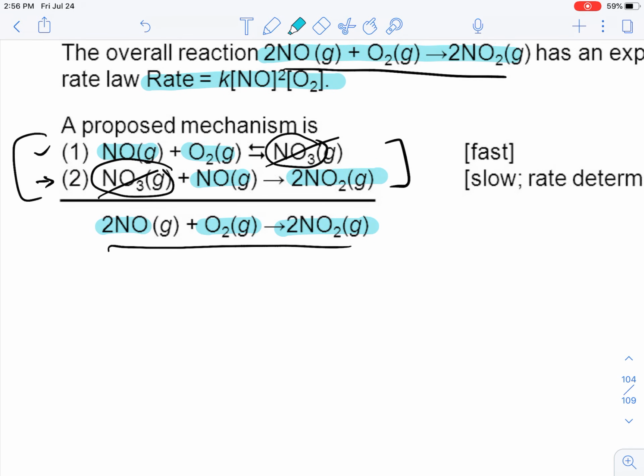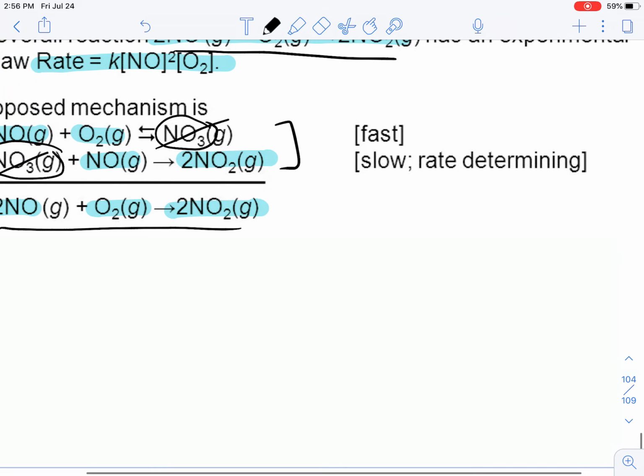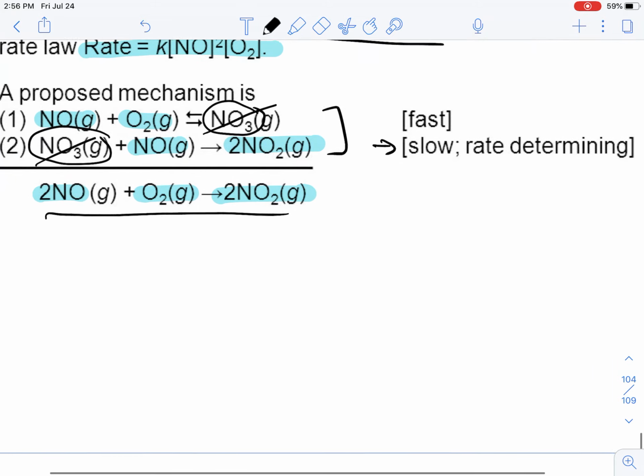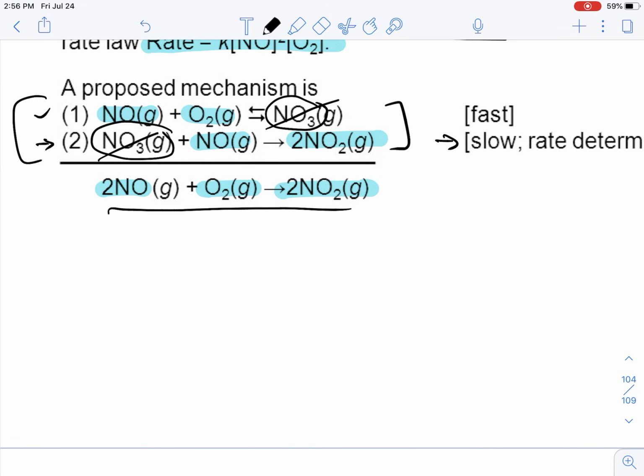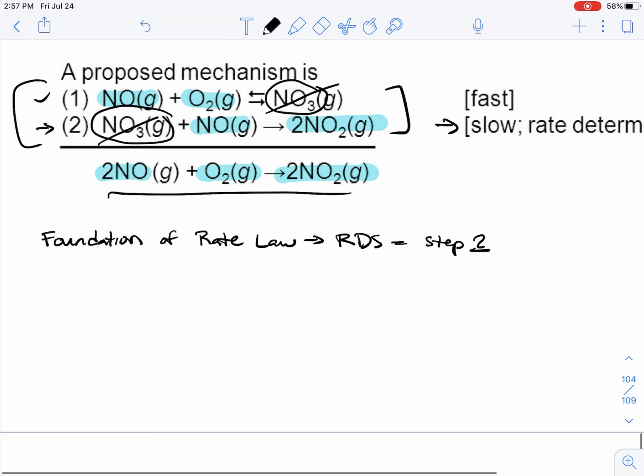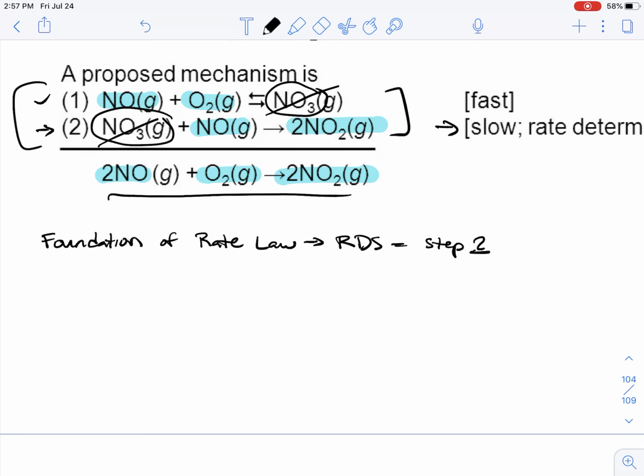And so to do that, we're going to have to rely on our rate determining step. So notice that the rate determining step is not the first step, rather it's the second. And so we are going to develop the foundation of our rate law based on the rate determining step, which happens to be step 2 in this example. And so to write the rate law, we're going to look at the reactants for step 2.